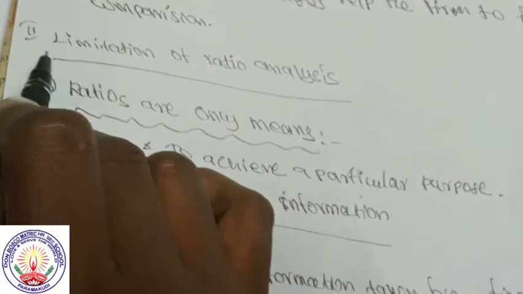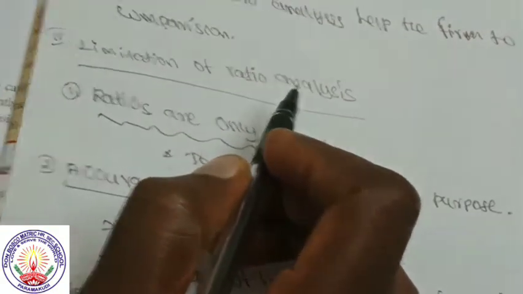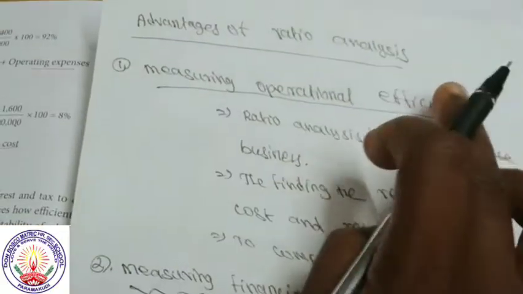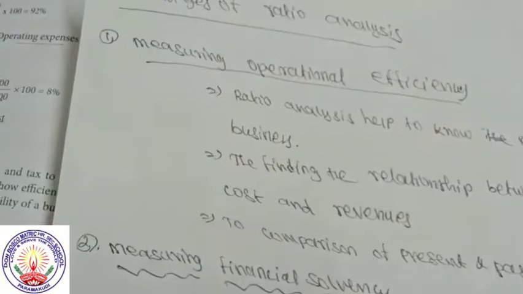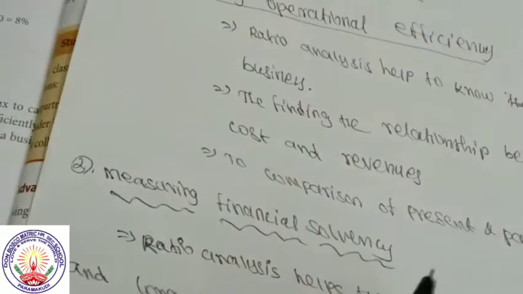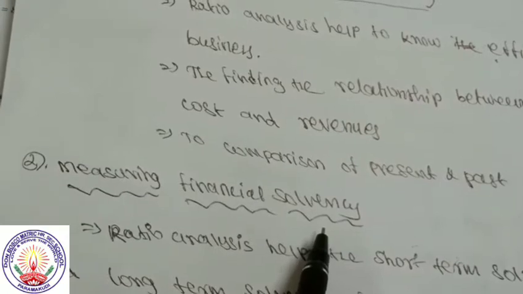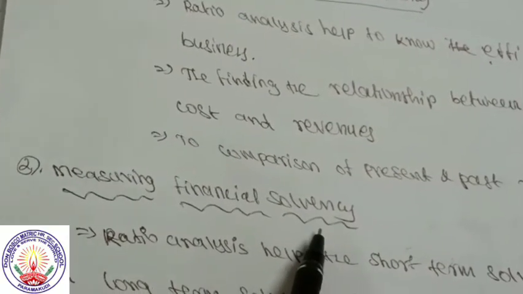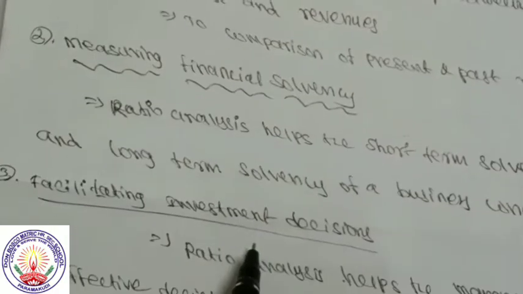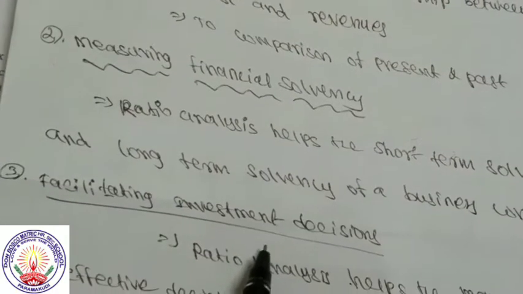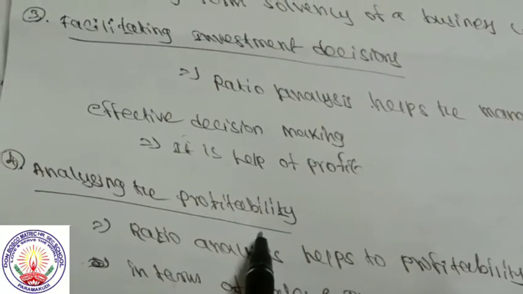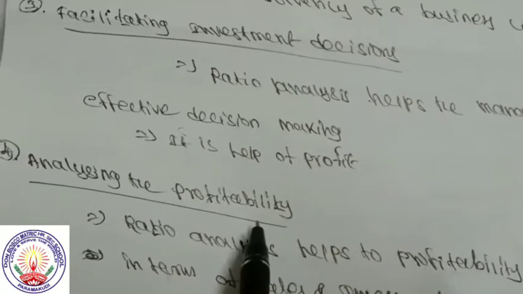Next heading, limitations of ratio analysis. First, let us discuss the advantages of ratio analysis. First one, operational efficiency: it helps the business work effectively and accurately. Second, financial solvency: it helps with short-term and long-term loan facilities. Third, investment decision: it helps management make quick investment decisions. Fourth, profitability analysis: it helps the business develop and gain more profit.